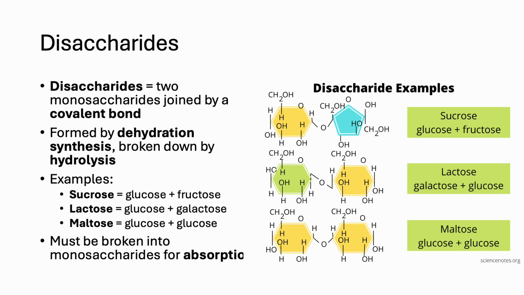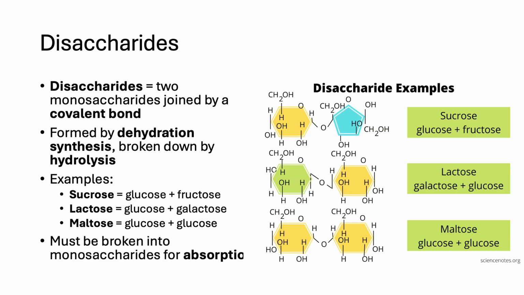Disaccharides are made by linking two monosaccharides together through dehydration synthesis. A water molecule is removed in the process. To digest them, enzymes break them down via hydrolysis. Sucrose, or table sugar, is the most familiar disaccharide.